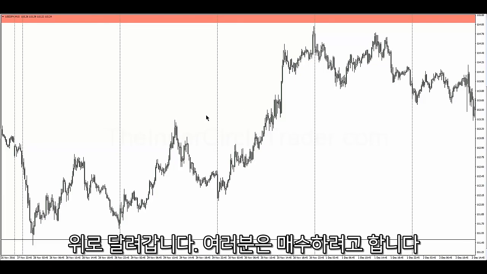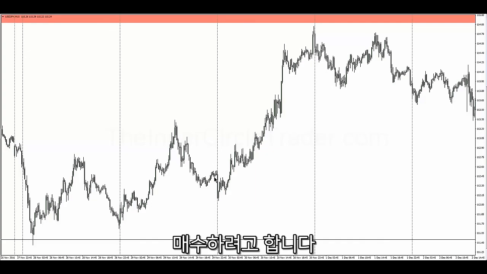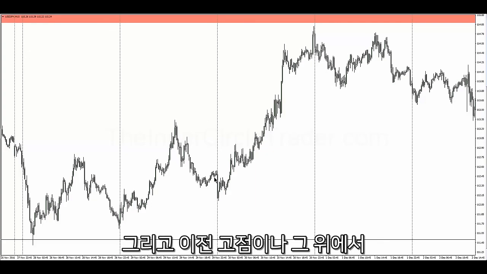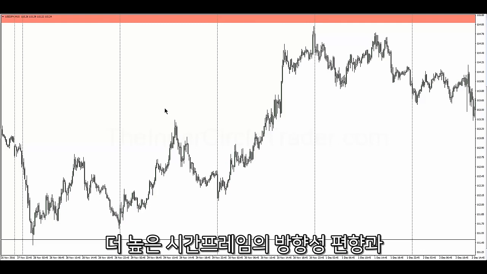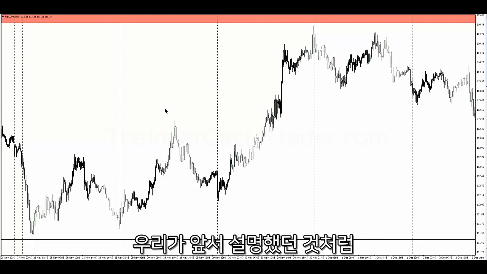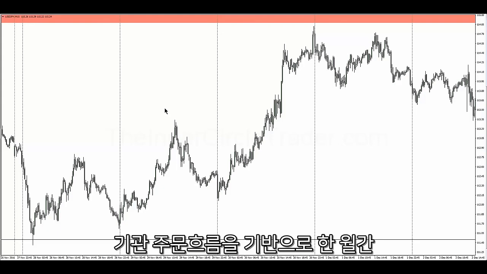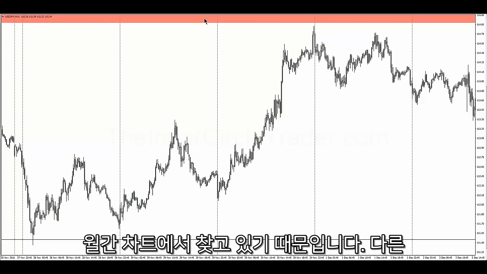Okay, you're looking to buy with internal range liquidity or at a bullish order block inside of a previous range and trying to take profit at an old high or above it while you're in sync with a higher time frame directional bias based on institutional order flow, like we described earlier with the monthly ranges and looking for this fair value gap on the monthly chart.